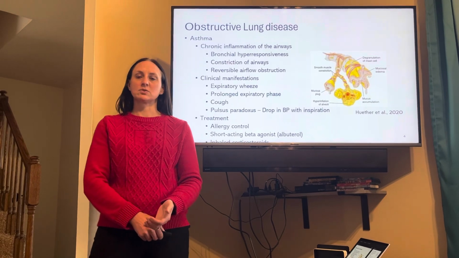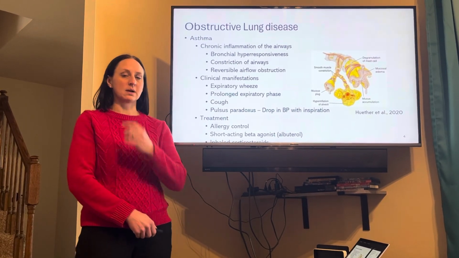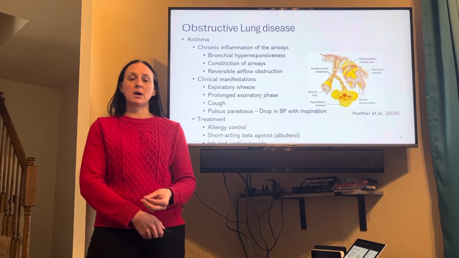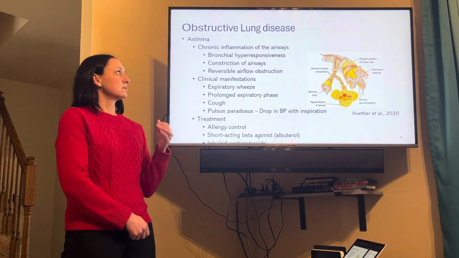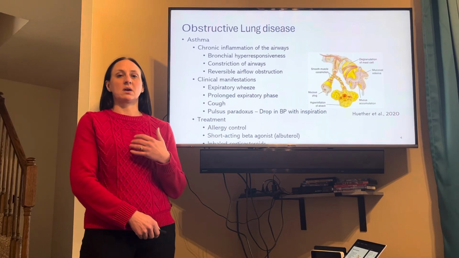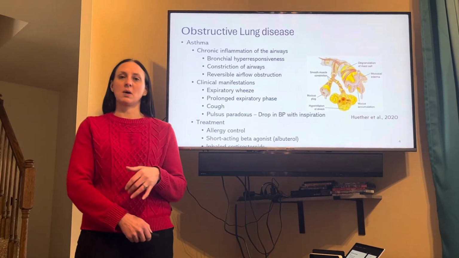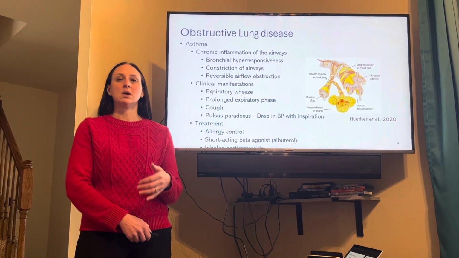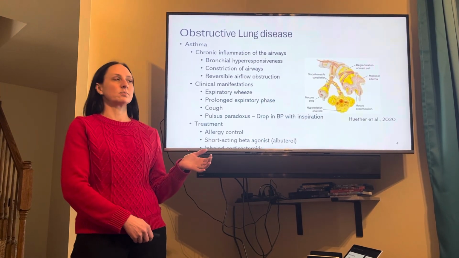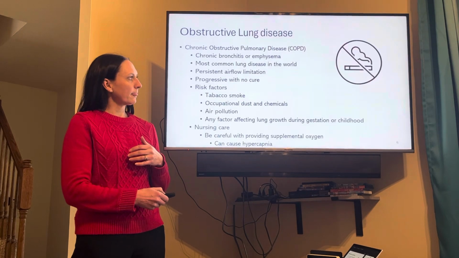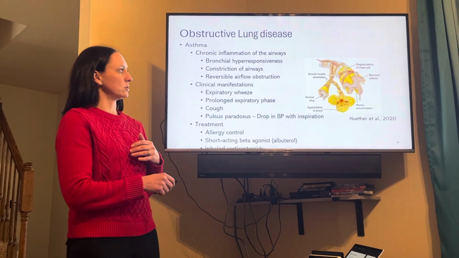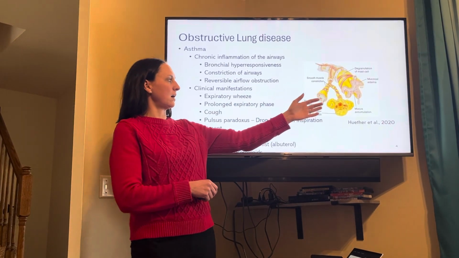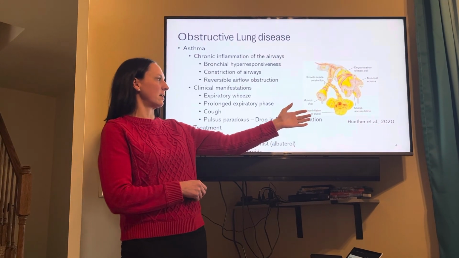Let's start with asthma. So asthma is a chronic inflammatory obstructive lung disease process. There's 3 main parts to asthma. There's the bronchial hyperresponsiveness, there's the constriction of airways, and there's the reversible airflow obstruction. And reversible is critical here because when we talk about management in terms of medication, you're going to see how we can reverse that airflow obstruction. So this diagram here shows you the mucus plugs that we get, the mucus accumulation, and the hyperinflation of that alveoli.